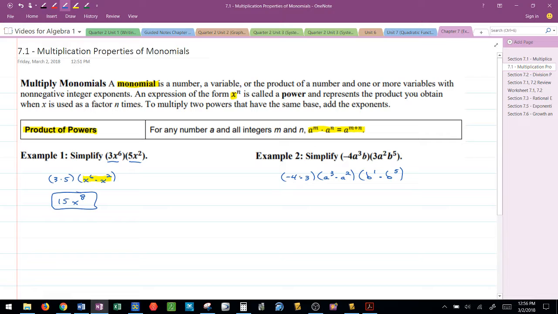In the beginning, I have negative 4 times 3. That's simple arithmetic, negative 12. I have the product of powers property being applied right there. I know that when I multiply, I add the powers. So I have a to the 3 plus 2, which is 5. I have the property being applied again right here. So I have b to the 1 plus 5, which would be b to the 6th. And that's my final answer.